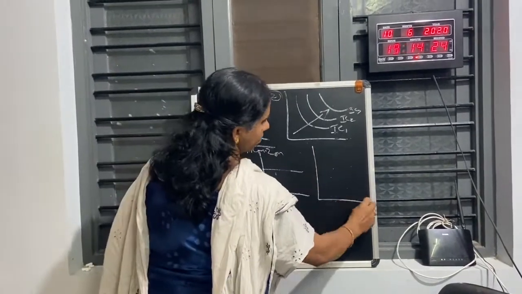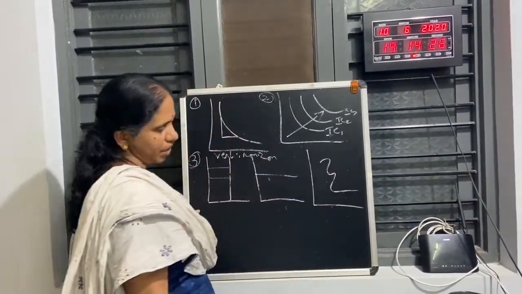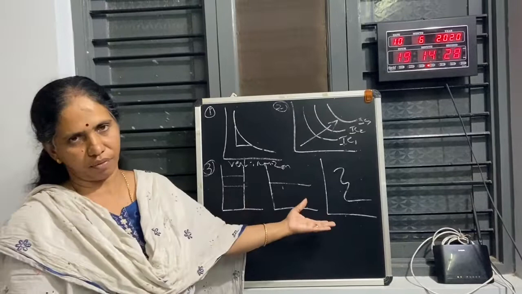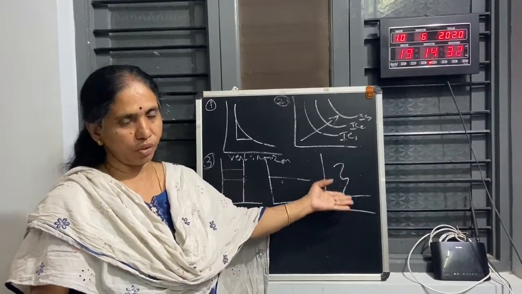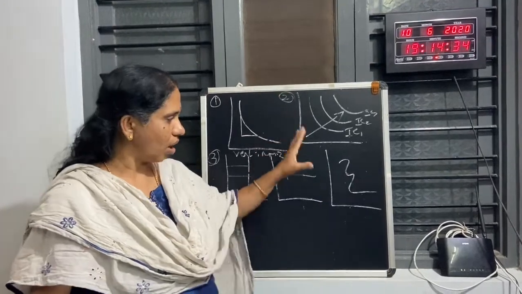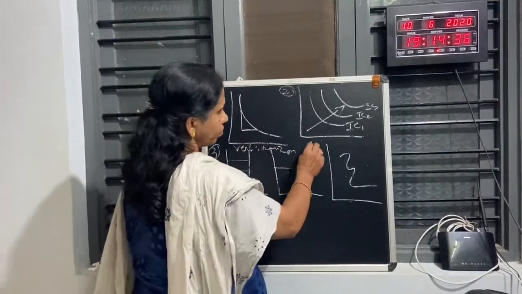Another one: it cannot be bulging like this. It cannot come like that. It shows that the consumer is behaving irrationally. It is against the principle of MRS again. So if you understand the concept of MRS, then you will be able to understand all these principles.